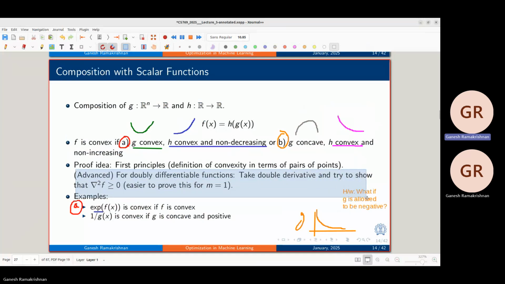You can also do it using first order conditions later on. I will not do that now. If you consider derivatives, that's another way of showing it. But I'll say first principles are fairly straightforward. The way we did for norm, just do it here. First principles are simple here.